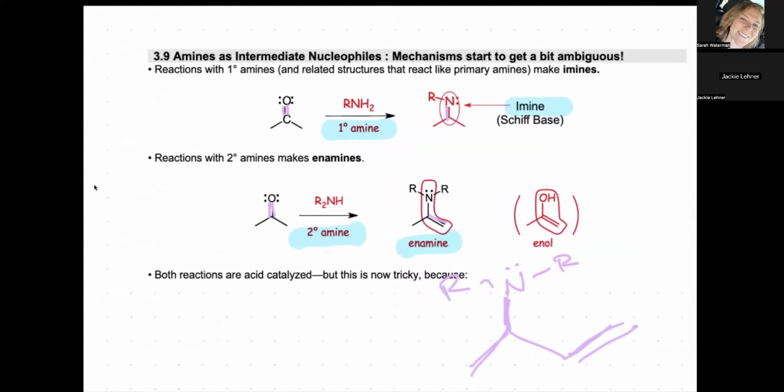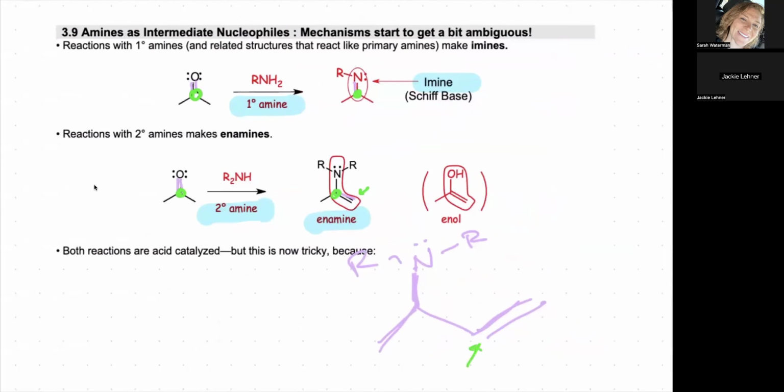Because it's not associated. I think the thing to remember is, is the pi bond still somehow associated with this carbon that was once connected to an oxygen and now connected to the nitrogen? See how this pi bond here is still associated with that same carbon versus this pi bond here is not. Does that make sense?